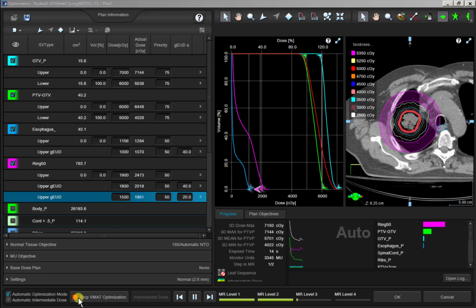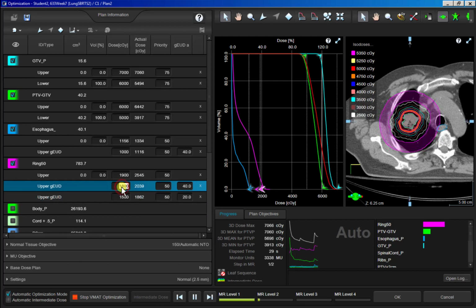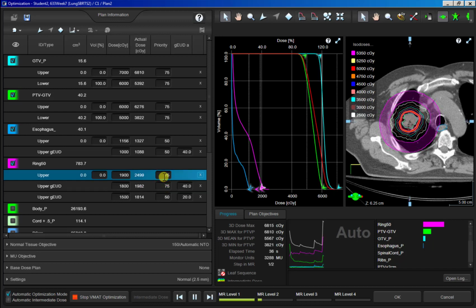Okay, guys, it went through intermediate dose, all right? Just looking at this line and looking at our dose, I'm going to try to crank on our ring a little bit more. So I'm going to back it up to level 2, and let's push a little harder on these rings. I'm going to bump both of these up to 75 and let it crank on that dose a little bit more, all right?